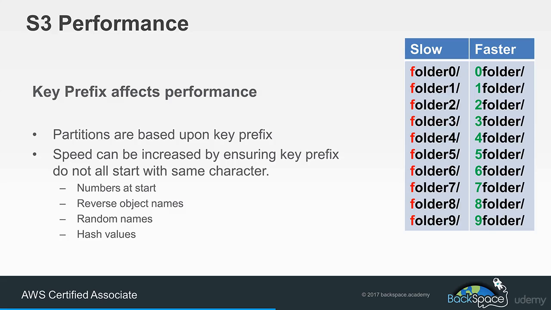So the way that you can do that is by making sure that your key prefix is not the same. The easiest way to do that is to just put the numbers at the start. So if you're using a folder there, you would have the numbers at the start, where we've got here 0 folder, 1 folder, instead of folder 0, folder 1. If it's a number, you can just reverse the entire object name, and that will get the same effect. You can use random names and hash values, but normally something like this suffices. So you need to understand that the key prefix does affect S3 performance.